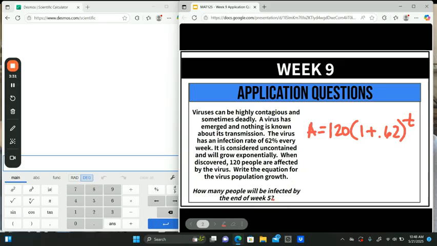Okay, here's our question. How many people will be infected by the end of week 5? So what variable is this? Time. Yes. So instead of T right here, we're going to put in 5. So A equals 120, 1 plus 0.62 to the 5.